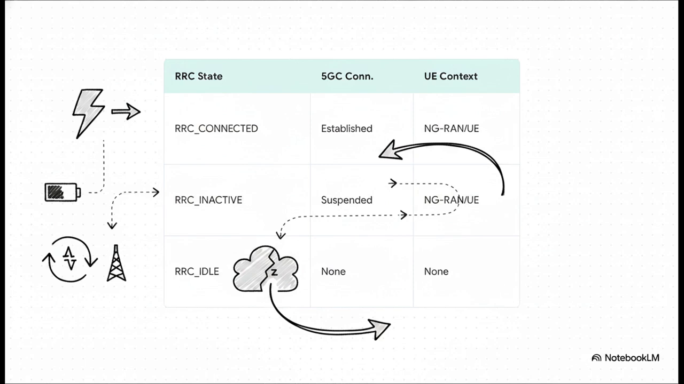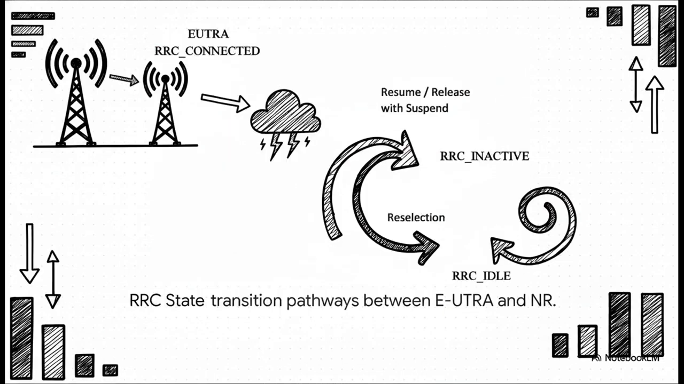So when you need data again, boom, you get a lightning-fast resumption back to RRC connected, completely bypassing the heavy, battery-draining signaling that would be required if you were waking up from a dead RRC idle state. And this exact same logic applies to 5G preferred mode.